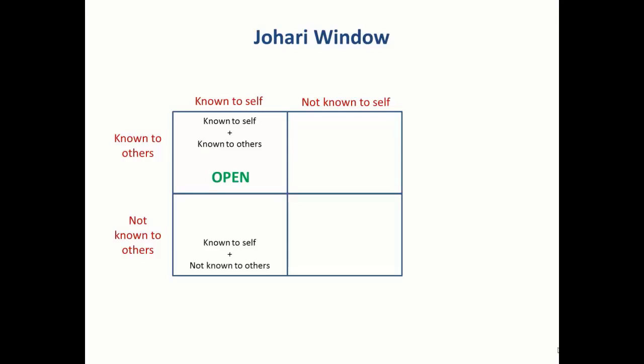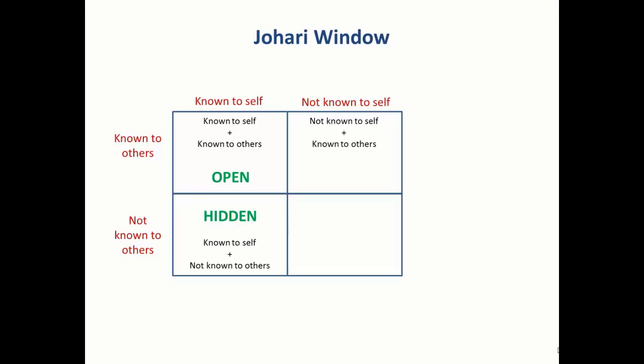So now let's go down to the square below this. And what we have is information that's known to the self, but not known to others. And that's information that's referred to as hidden. So it could be that I'm really good at Excel, but nobody in my department knows that I'm good at Excel. Or maybe it's my job to work with Excel, and I'm not very good at it. And I know that, but nobody else in my department knows that. So information that's in this hidden quadrant, you know about yourself, but other people don't know about you.